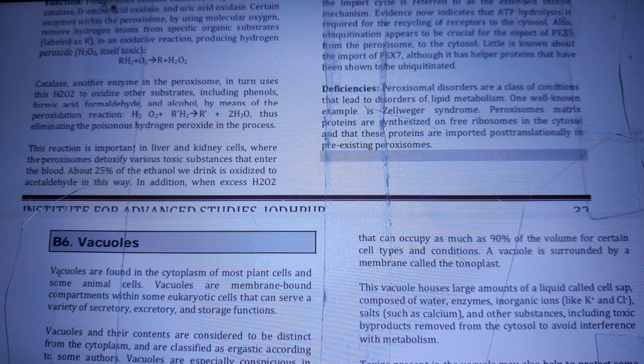Catalase, another enzyme of the peroxisome, in turn uses this hydrogen peroxide, or H2O2, to oxidize other substrates, including phenols, formic acid, formaldehyde, and alcohol, by means of the peroxidation reaction. H2O2 plus RH2 gives R plus 2H2O, thus eliminating the poisonous hydrogen peroxide in the process. This reaction is important in liver and kidney cells, where the peroxisomes detoxify various toxic substances that enter the blood. About 25% of the ethanol we drink is oxidized to acetaldehyde in this way.